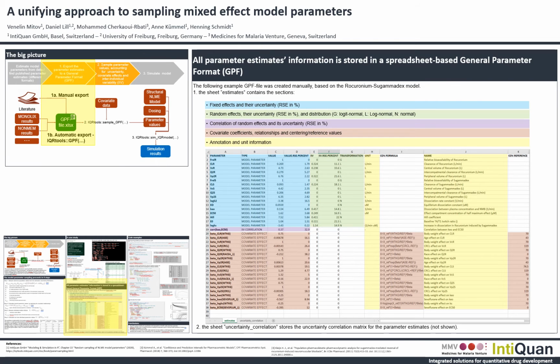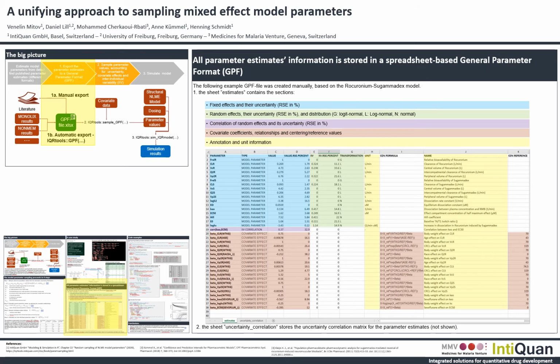So, what is the GPF? This is shown in the mid-bottom panel. The GPF is a simple human and machine-readable Excel file containing all information necessary for the sampling of mixed effect model parameters. In particular, this includes the fixed effects and their uncertainty, random effects, their uncertainty and distribution, the correlation of the random effects and its uncertainty, covariates, coefficients, relationships, and reference values for the covariates.